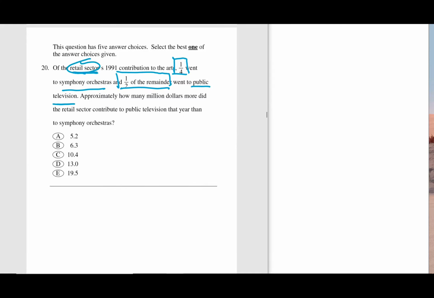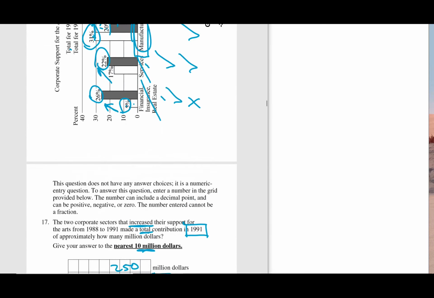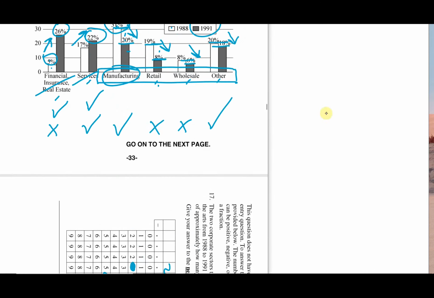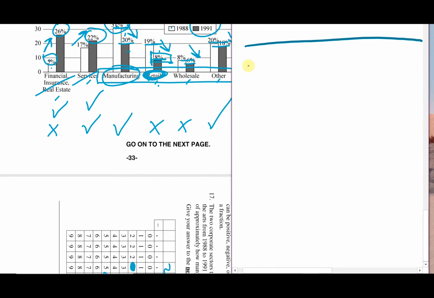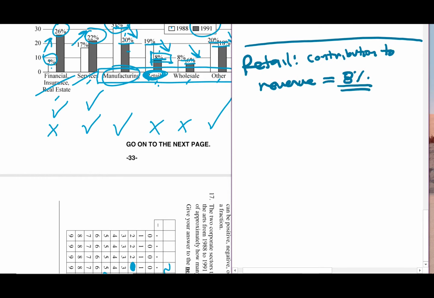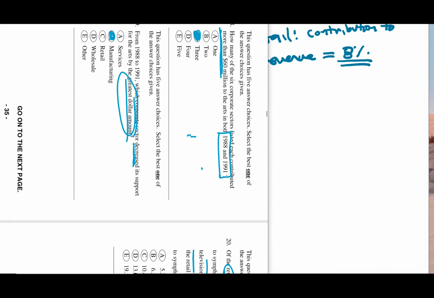So we're focusing first on the retail. So we need to focus on retail right here. And it says 1991, so we're focusing on 8%. So basically we're focusing on retail, and a contribution to revenue equals 8%. So that's critical. So basically we know this in this problem.